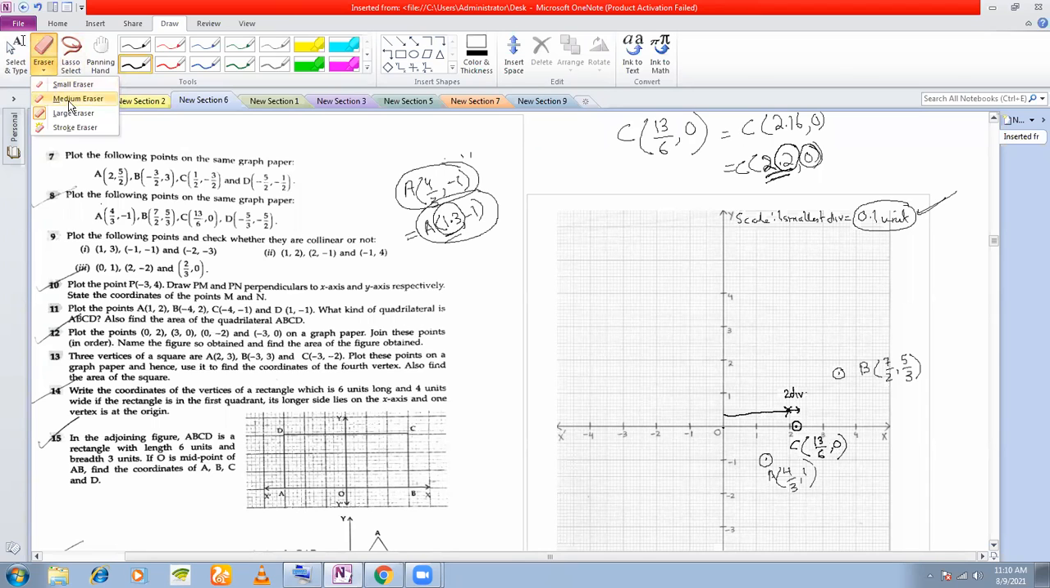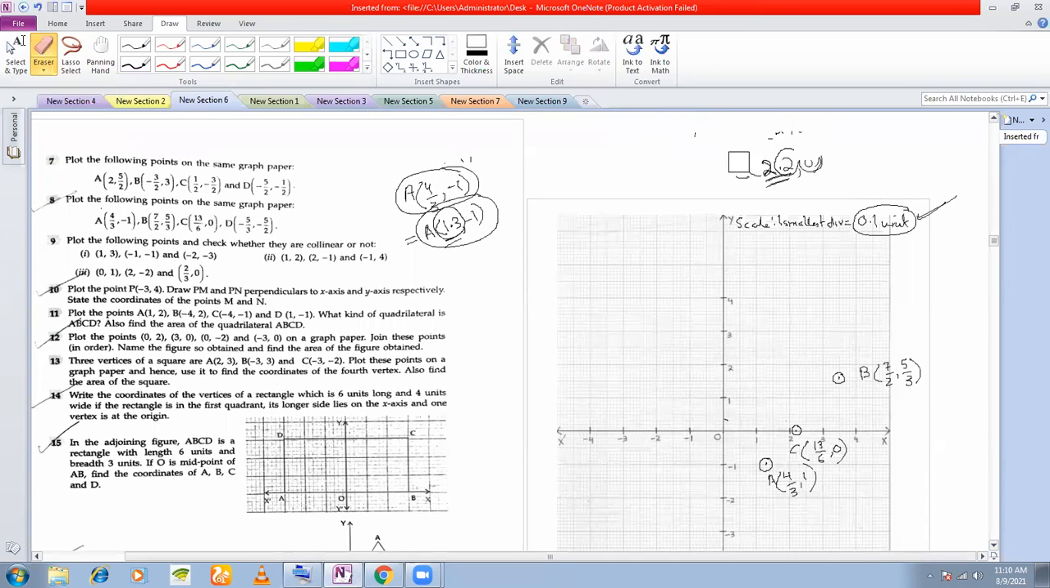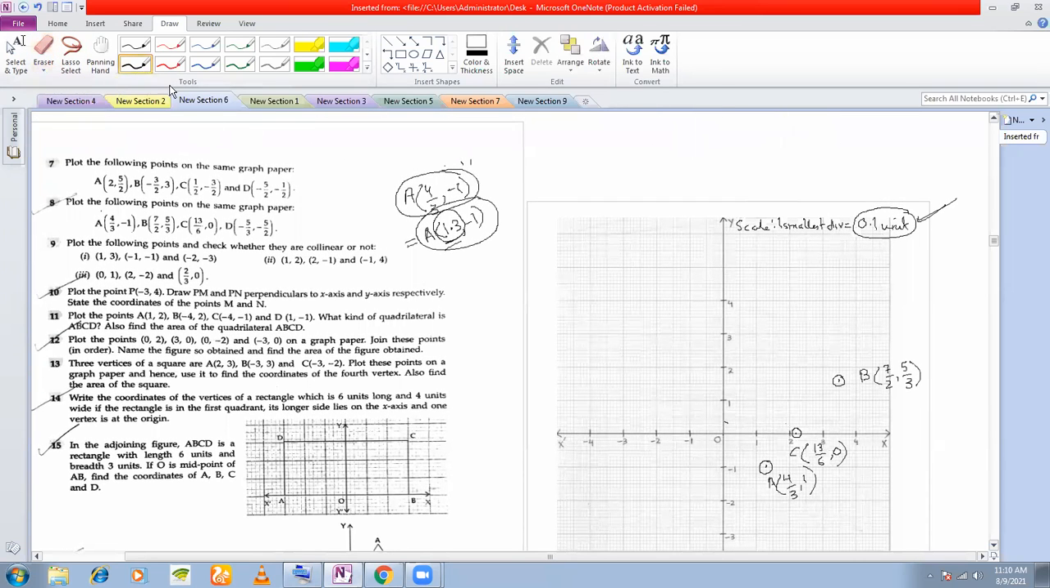Clear? Yes, sir. This is how you plot. Fourth point, D: (-5/3, -5/2).